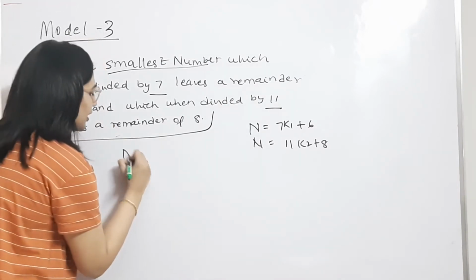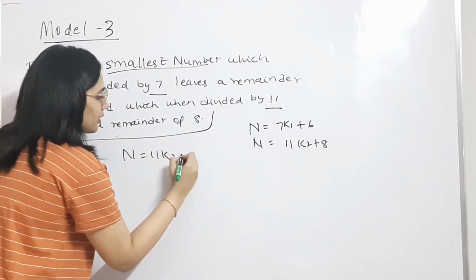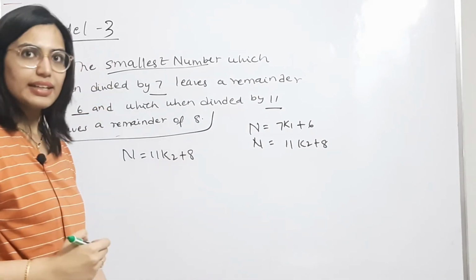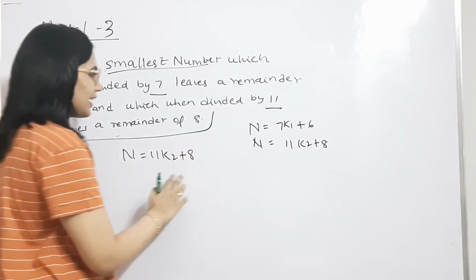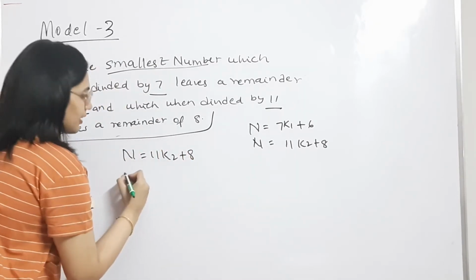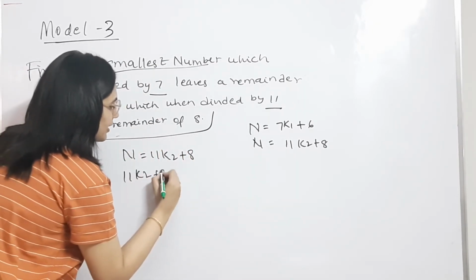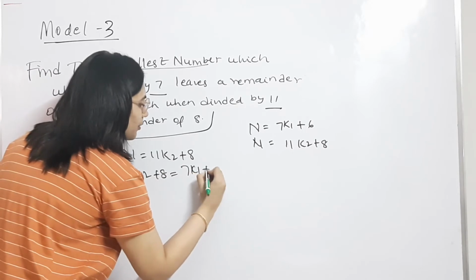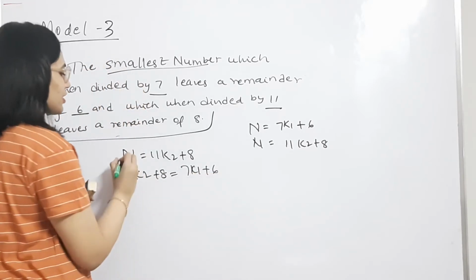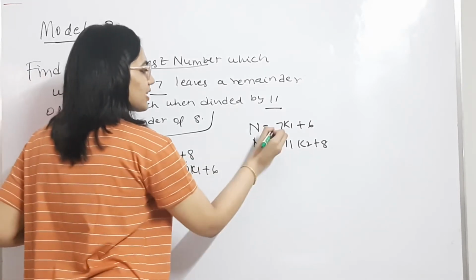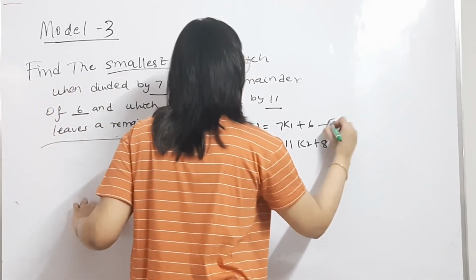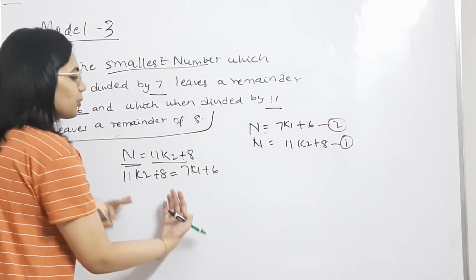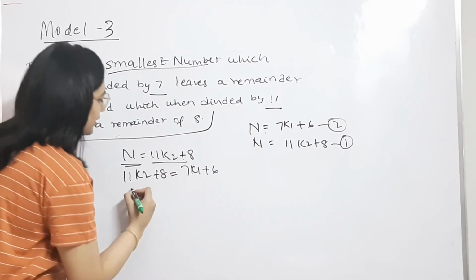So you get n is equal to 11k2 plus 8. You are saying that this is n, right? Can you not say that 11k2 plus 8 is equal to 7k1 plus 6? Because you are substituting n as 11k2 plus 8 in this equation. Say this is equation 1 and equation 2. So you are taking equation 1 and putting it in equation 2. So what do you get here?